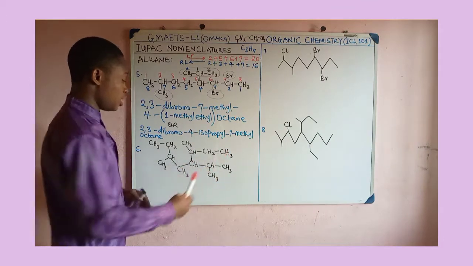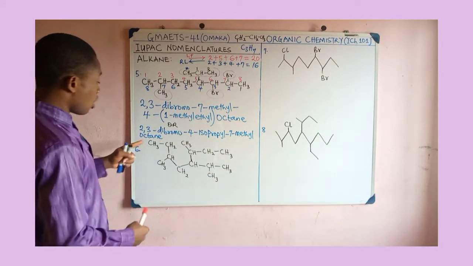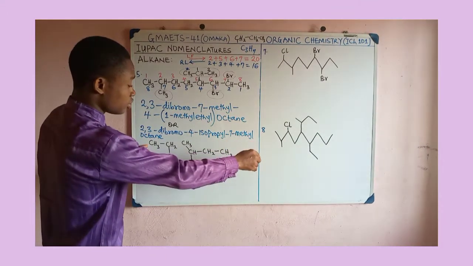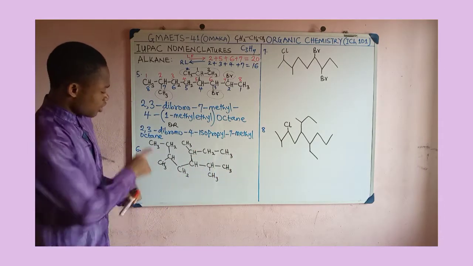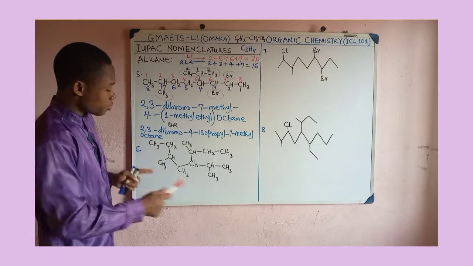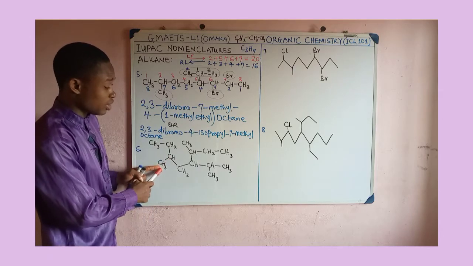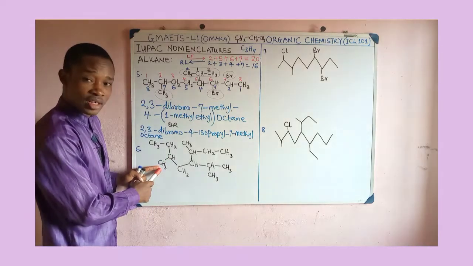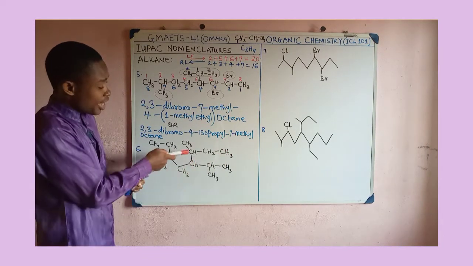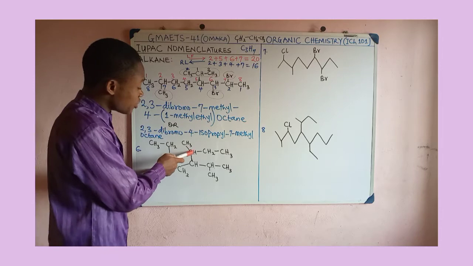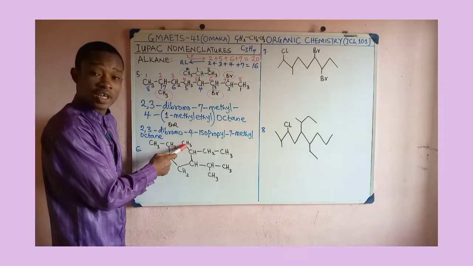The next thing is to number. Are we to number from here, going this direction, or number from here, coming this way? Looking at this, if you go in this direction, the first attachment is seen on carbon number 3, which is this methyl attachment. Are you seeing that right? If you count from this part, coming this way, again the first attachment is seen on the third carbon atom, which is this methyl attachment.